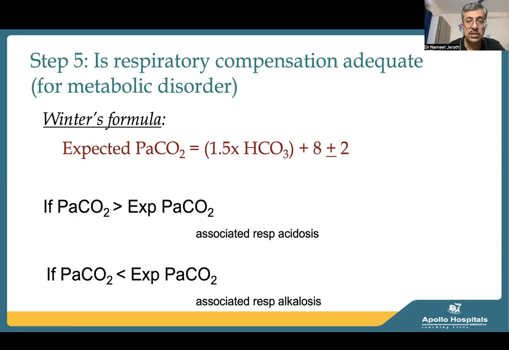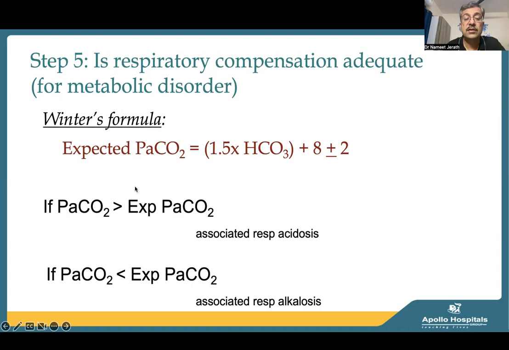Whenever there is an acidosis, there is going to be compensation. So for metabolic disorder, there is going to be a respiratory compensation. And this Winter's formula is the formula we use to find out if there is a respiratory compensation and whether that is adequate or not, right? So the Winter's formula is to find out the expected arterial CO2, which is 1.5 times the bicarb plus 8, plus minus 2. So this is the formula for the respiratory compensation.